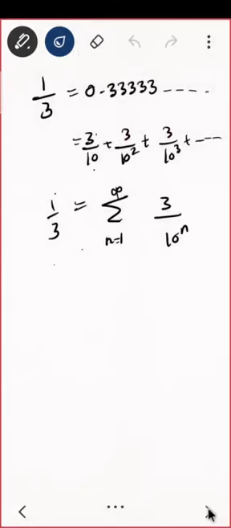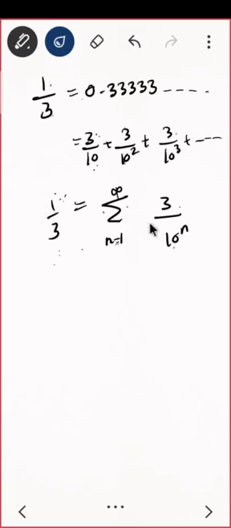Correct. And similarly you see 1 by 3 is equal to 0.3333, so I can write this as 3 by 10 plus 3 by 10 square plus 3 by 10 cube, and so on. That means this is summation n equal to 1 to infinity of 3 upon 10 raised to n, which is giving me 1 by 3. So this is a series which converges to 1 by 3. In the previous case we saw one series which converges to 0 and 1, and here this is a series which converges to only one number.